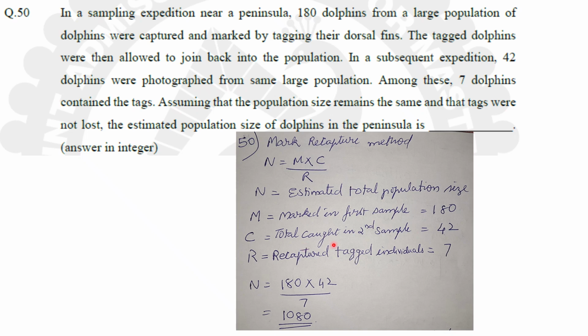C is the total caught in the second sample. How many samples did you catch in the second expedition? That is 42. Then R is recaptured tagged individuals, and out of these 42, 7 were tagged. So they were captured again. So recaptured and tagged individuals, that is 7. Substitute in the formula, you will get 1080.